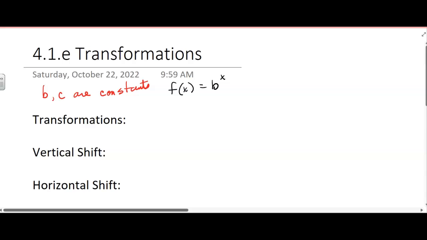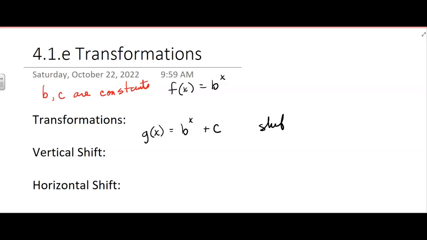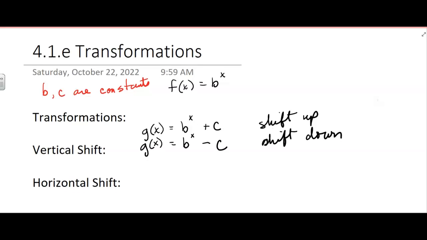First, we could have a vertical shift. That's going to look like if you had a function b to the x, and then you added some number. That's going to shift up. It's going to take the whole graph and shift it up, including the asymptote. Let's say you had b to the x, but you subtracted some number. Well, that's going to shift down, including the asymptote. The whole thing just shifts down.